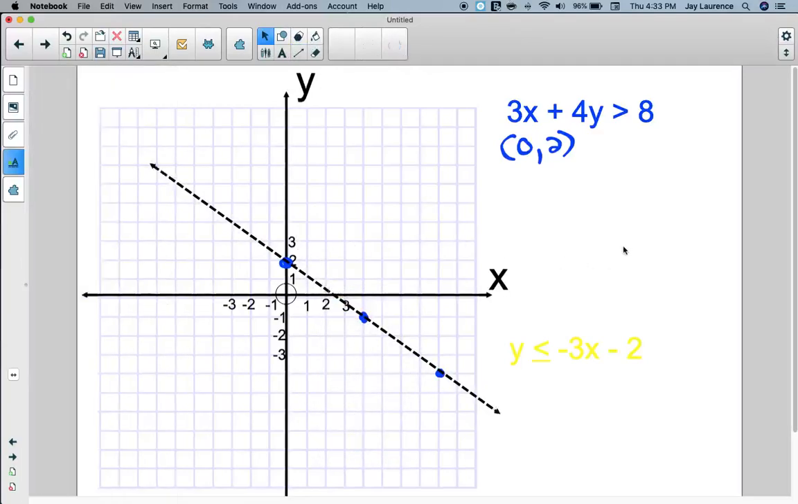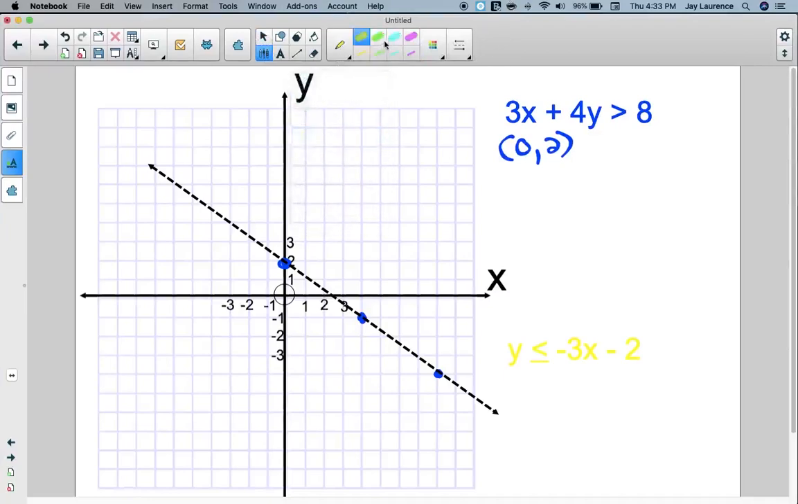Okay, now I got to decide where to shade. Now let's get this right. If I put 0 in for x, I get 0. 0 for y, I get 0. I get 0 is greater than 8. I learned my lesson. 0 is not greater than 8, ladies and gentlemen. So I'm going to shade above the line, away from the origin.